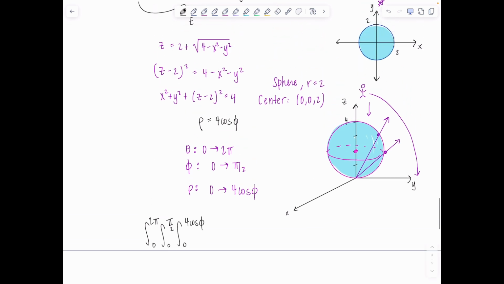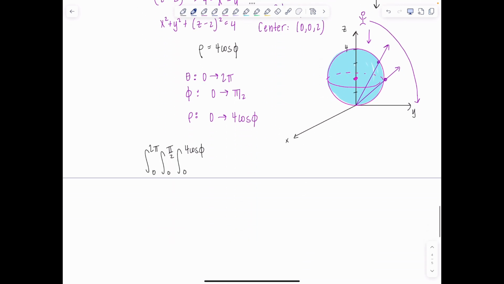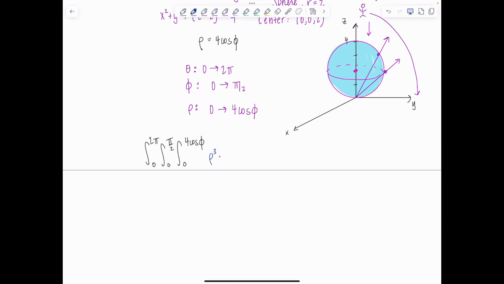And then let's look back at the original integrand. So x squared plus y squared plus z squared, what am I going to replace that with? Rho squared. And then rho squared raised to the 3 halves gives me rho cubed. And then you have dz dy dx, which becomes rho squared sine phi d rho d phi d theta. Can I slap a 2 pi on here? Yes, there's no thetas anywhere.